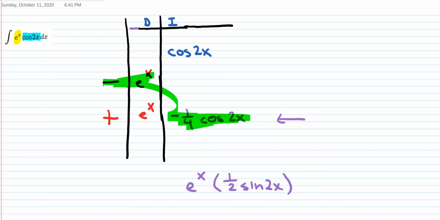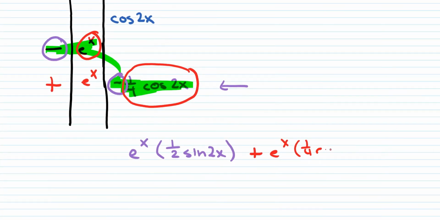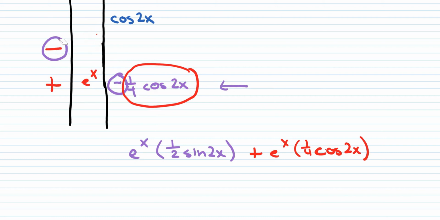And then let's take a look at the green row. So there's a minus sign and a minus sign. So that's going to give me a plus e to the x times 1/4 cos 2x. All right, and after that, I can erase this.